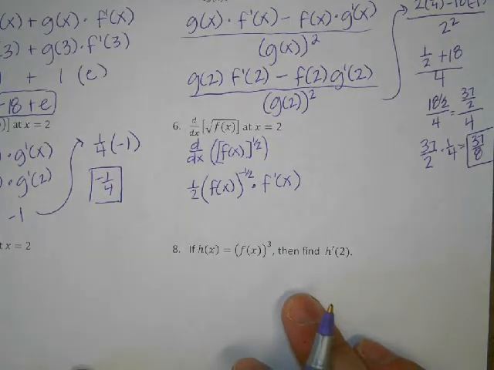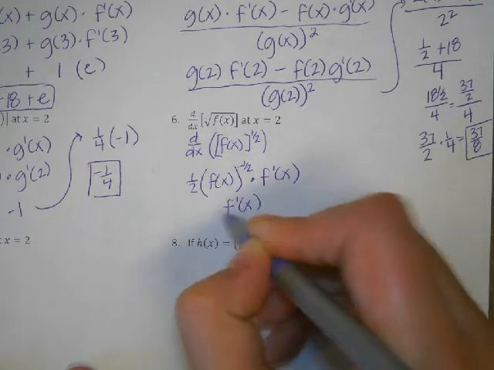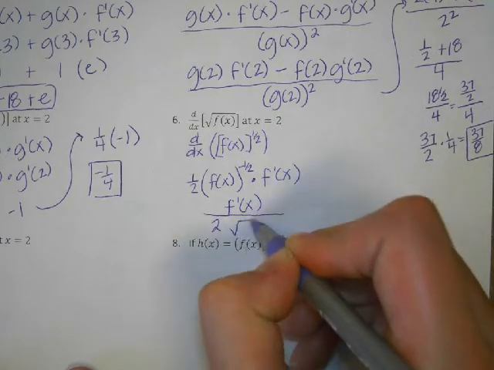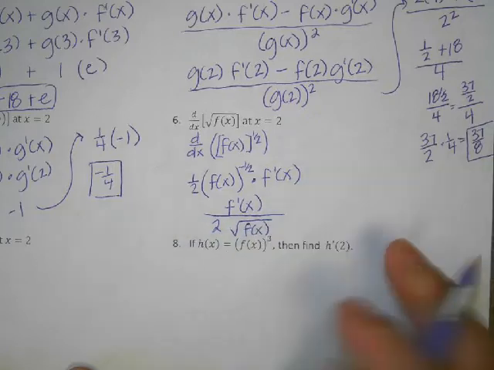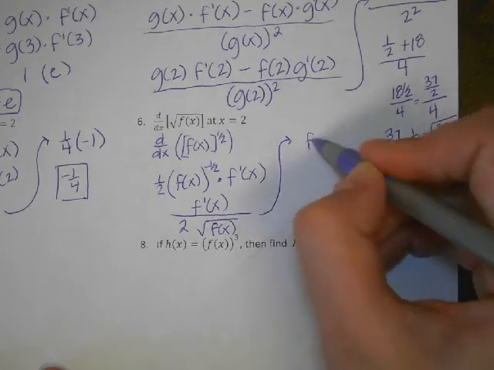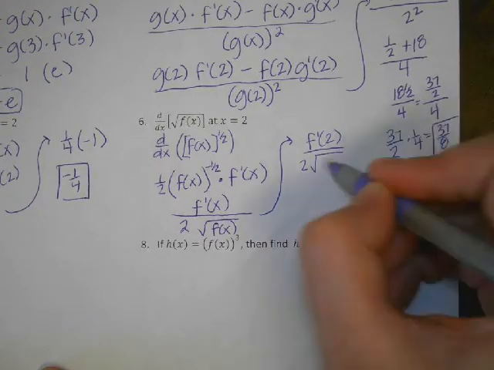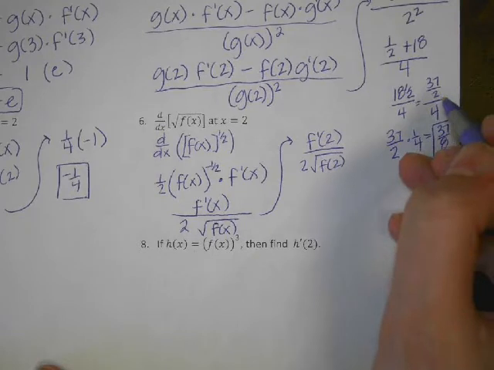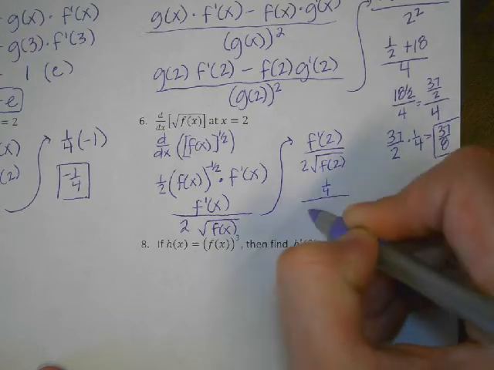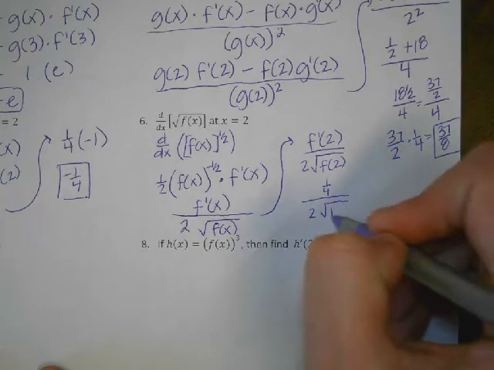Right? So I'm going to go ahead and simplify that. On the top of the fraction, that's f prime of x. On the bottom of the fraction, I have a 2, and I have a square root of f of x. Okay, so I'm going to go ahead and plug the numbers in now. I have f prime of 2 divided by 2 times the square root of f of 2. So f prime of 2 is 1/4 divided by 2, square root f of 2 is 18.